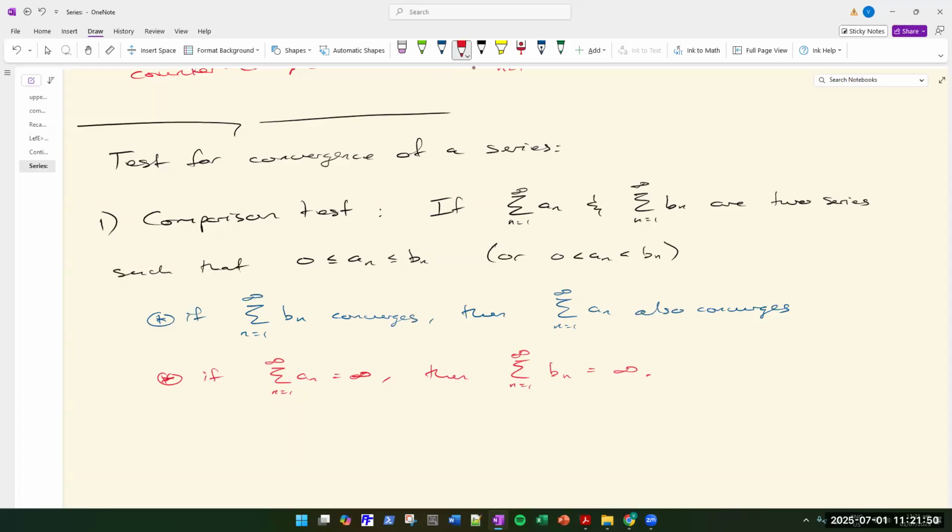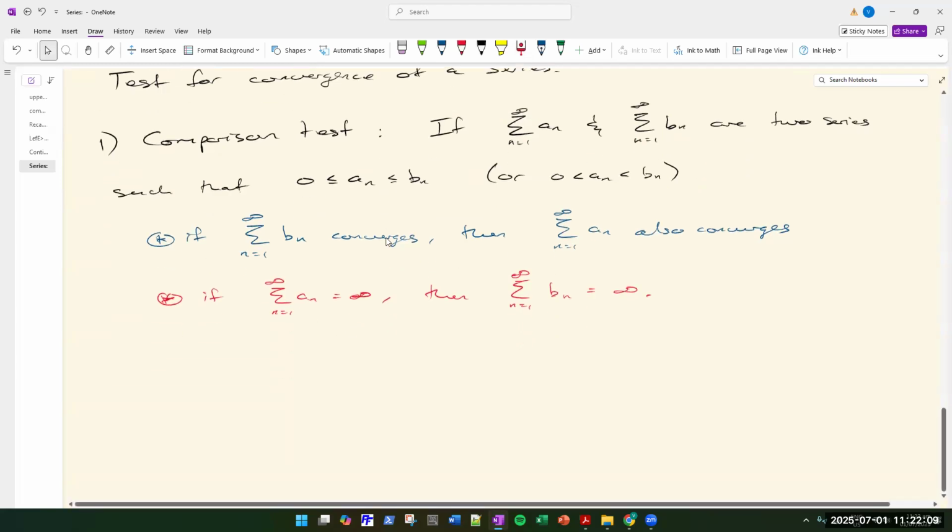So we use this when you are given one of these series, either the A's or the B's. You're going to compare it to another one and apply one of these results. And it will tell you whether or not the series you have is convergent or divergent. So that's where we stopped.